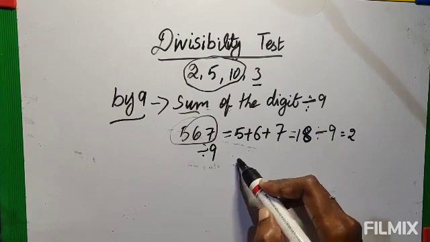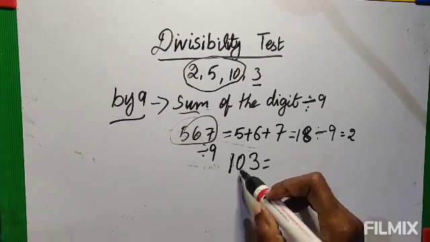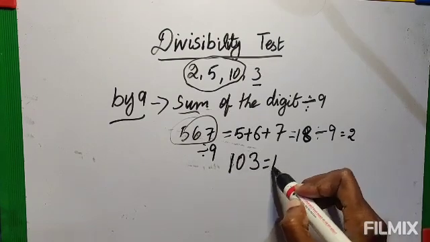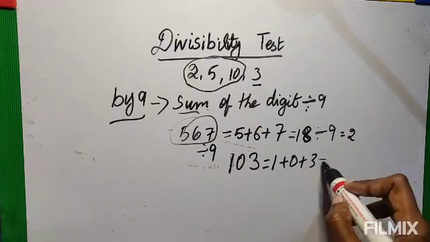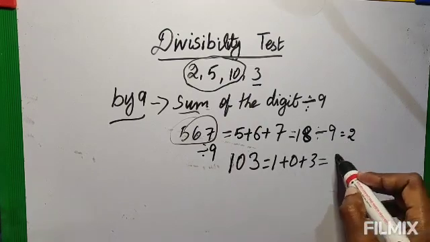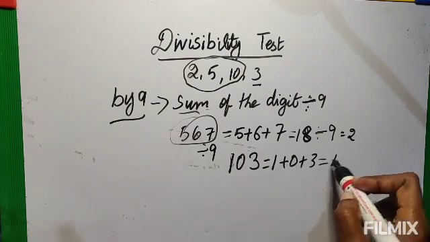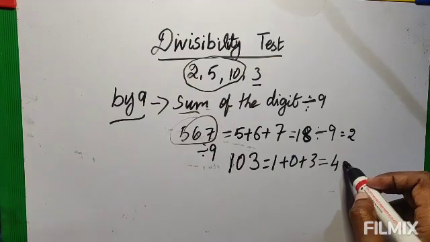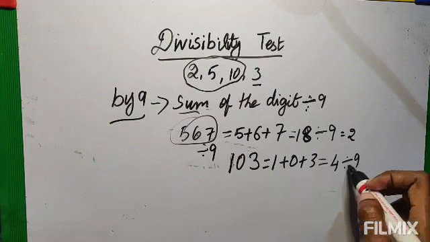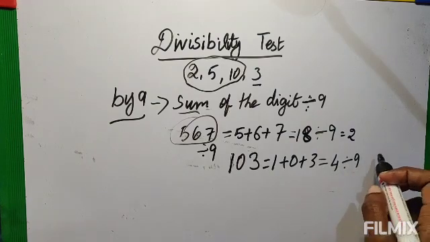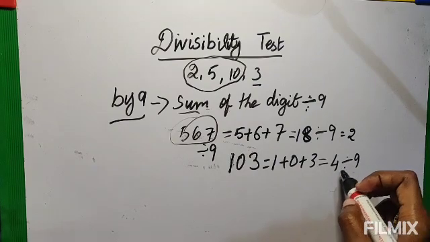Suppose there is a number 103. If you find the sum of the digits, the digits are 1, 0, 3. If you add all three, 1 plus 0 is 1, 1 plus 3 is 4. So 4 is the sum of the digits. If you divide this by 9, you cannot. 9 doesn't go into 4. 4 doesn't come in the 9 table.